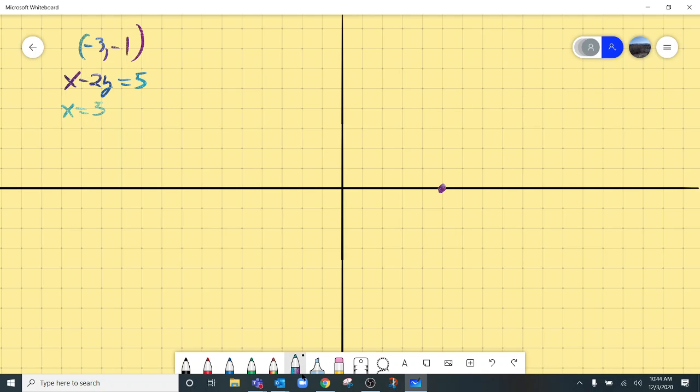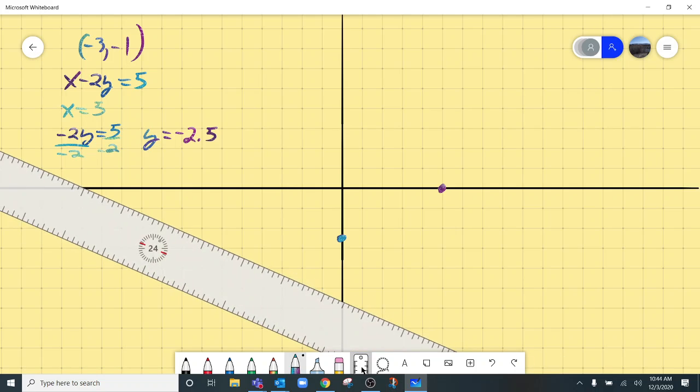And then when x equals 0, we have -2y equals 5. Divide both sides by -2, and y would equal -2.5, right? 5 divided by -2 is -2.5. So we're going to go down 1, 2, and a half. So right about there. Okay, so this is my original line.